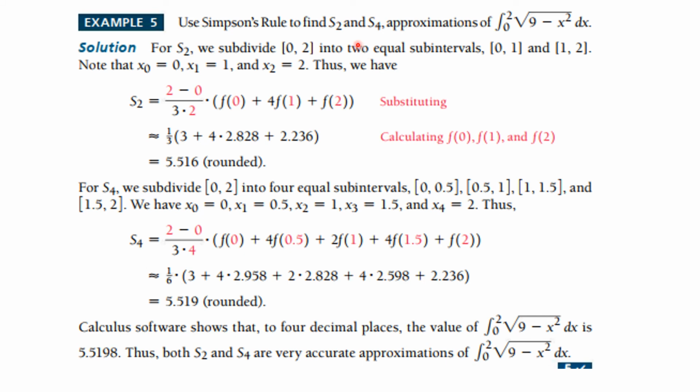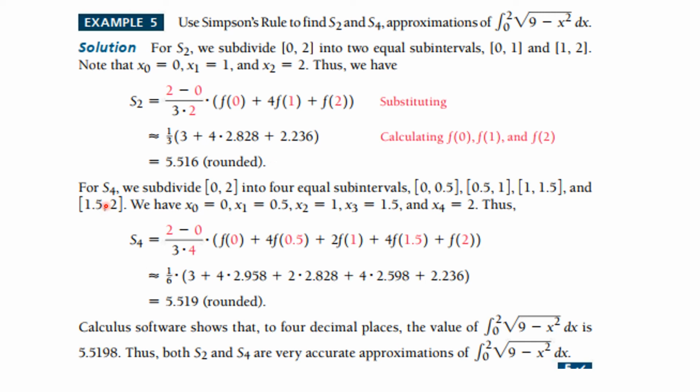And here we're going to find S2 and S4 approximations of the definite integral from 0 to 2 of the square root of 9 minus x squared dx. So for S2, we divide 0 to 2 into two equal parts, this one and this one. And we're going to use the formula. So the formula is S2 is equal to, we substitute those values, and when we're substituting these values for f, we substitute into f, which is the integrand. We do the calculation and we get this as 5.516 rounded.